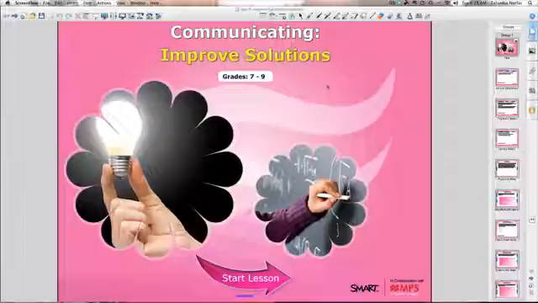We're still working on our math problem solving skills, and today we're looking at communicating or improving our solutions. Again, this lesson is brought to us by SMART in collaboration with MPS. It is a long one, so I'm going to go through these really quickly just to make sure that you know what you're supposed to do in the SMART notebook file.